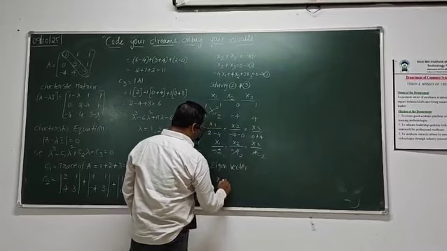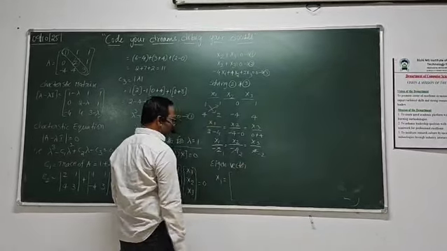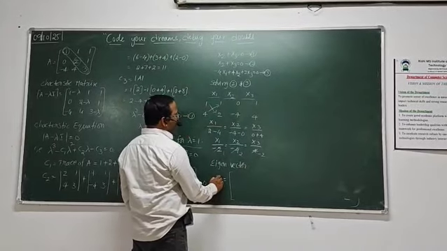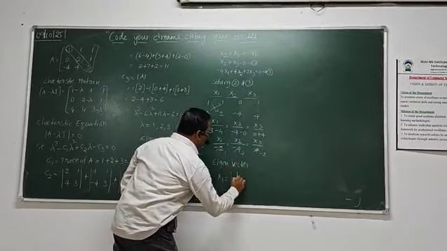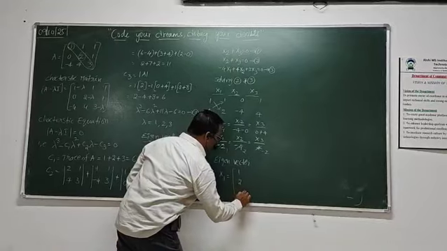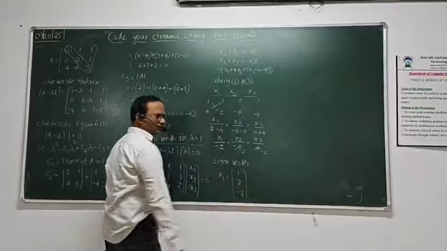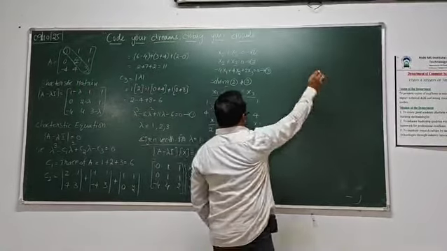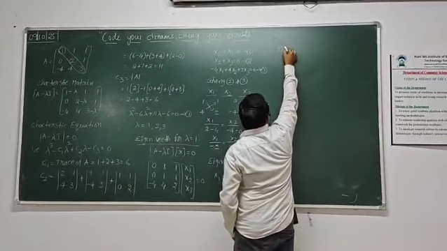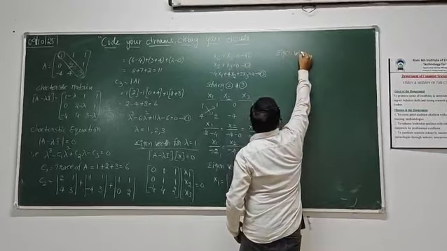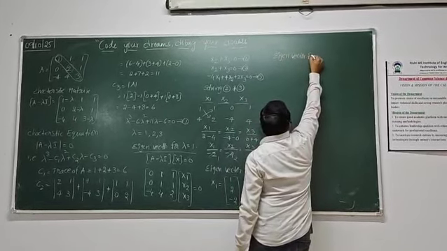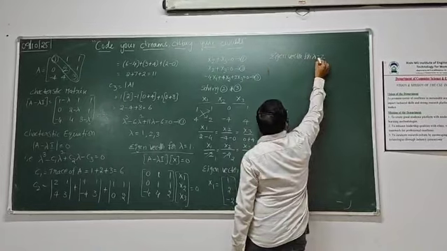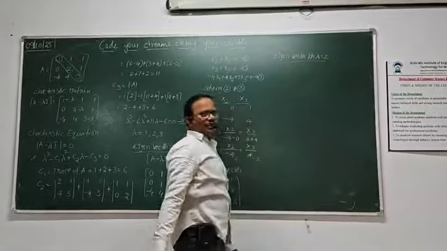for lambda equal to 1, that is denoted by x1, the first eigenvector, we write x1 equal to 1, 2, minus 2. This is the first eigenvector. Now again find the second eigenvector. So eigenvector for lambda equal to 2.